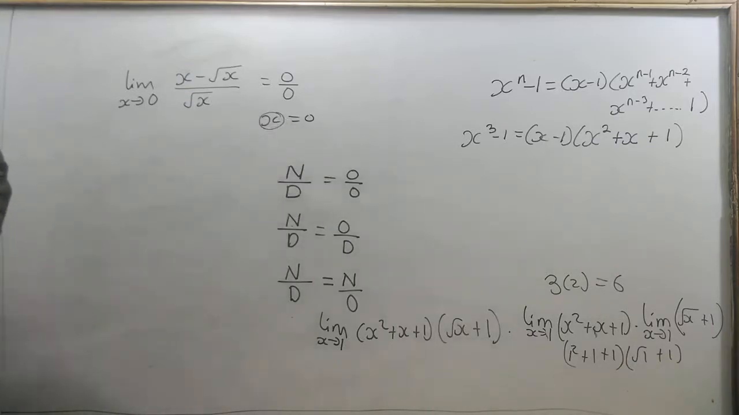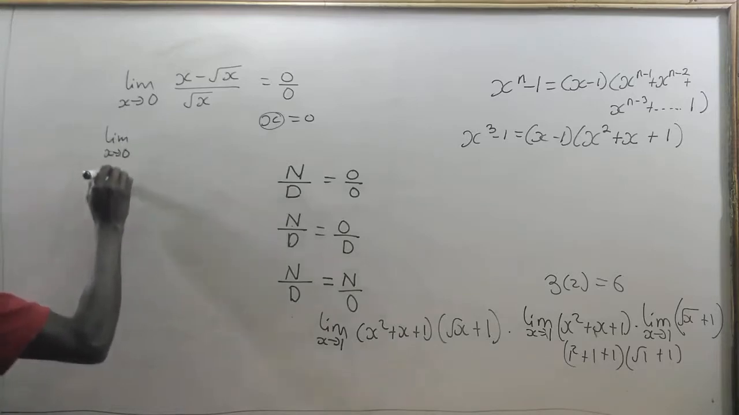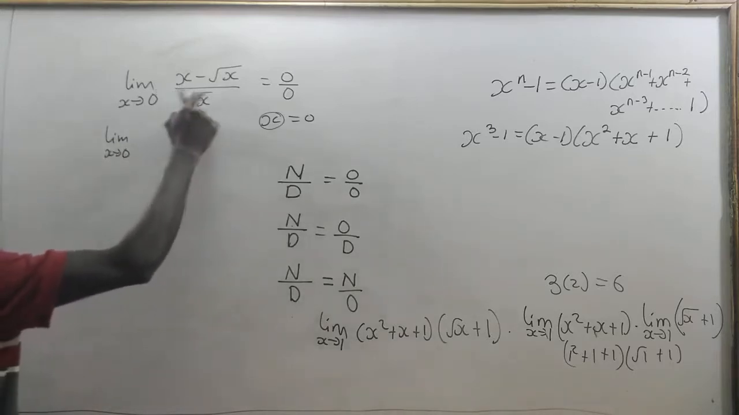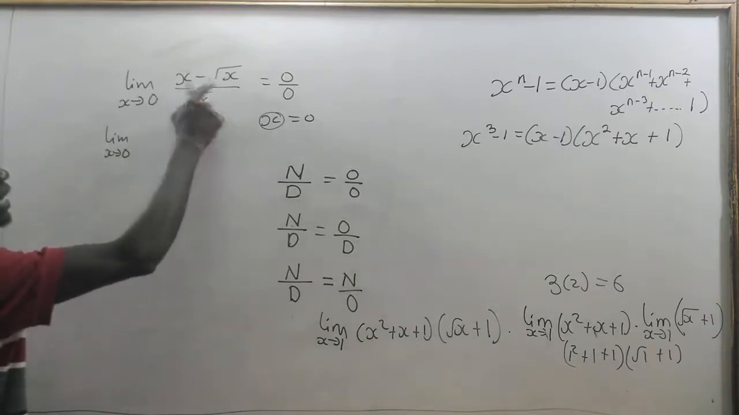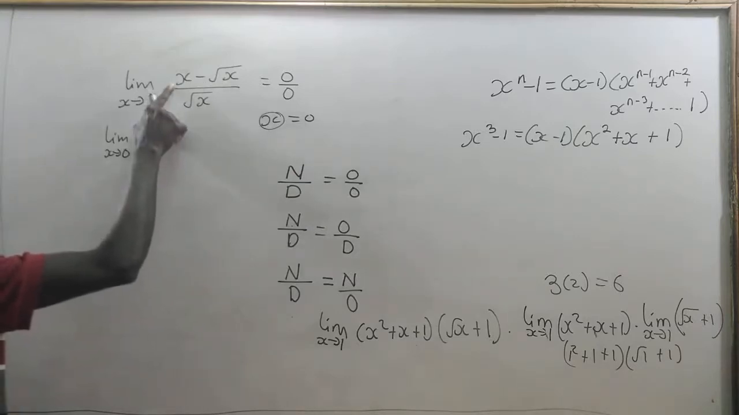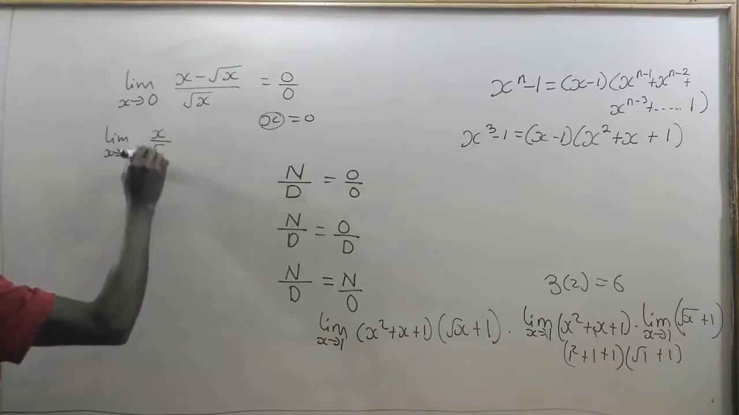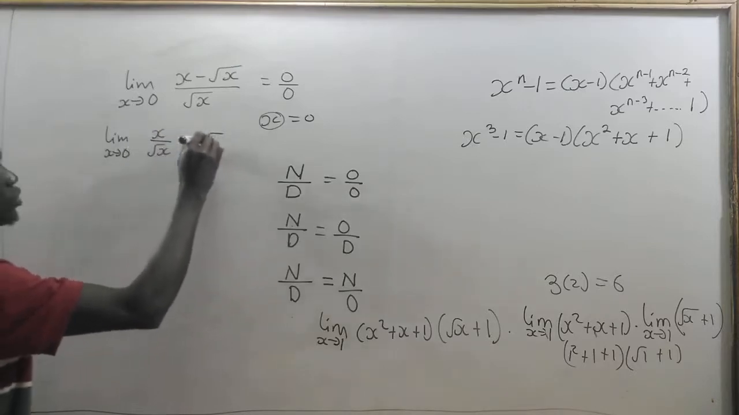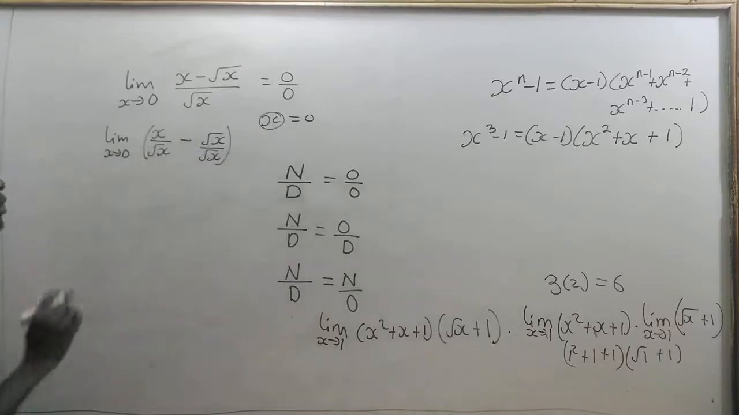So how do we figure that x out? Should we do rationalization? No, here we shouldn't rationalize. Because if we take the limit as x approaches 0, we can divide by the square root of x. We can divide each term by the square root of x. So we take x divided by the square root of x, minus the square root of x divided by the square root of x. No need to factorize.